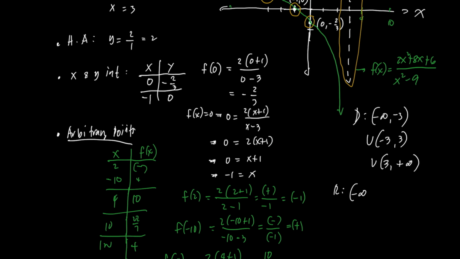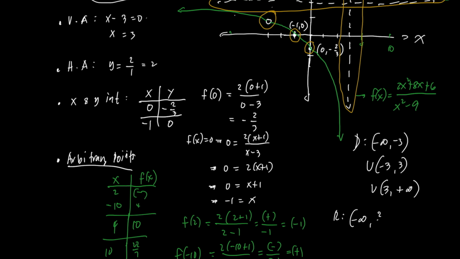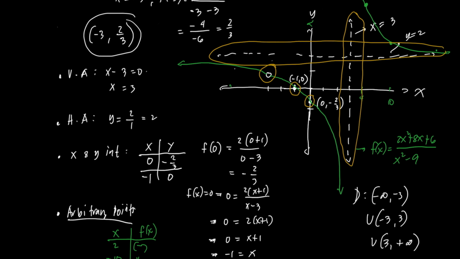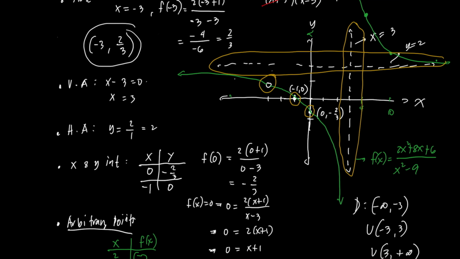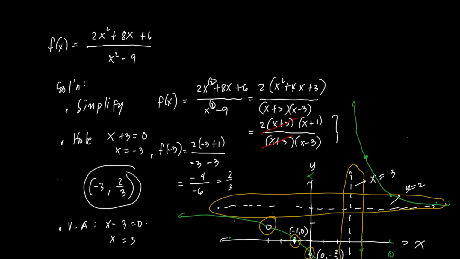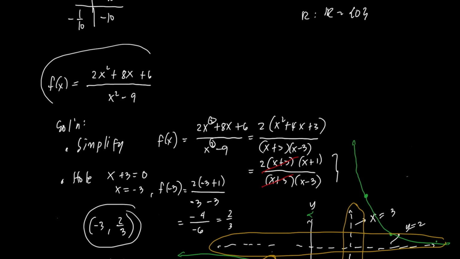How about the range? The range is from negative infinity to, again, the hole is not included, to 2 over 3 union 2 over 3 to what is the horizontal asymptote again? 2 union 2 to positive infinity. Okay, this is the whole thing for this graph.